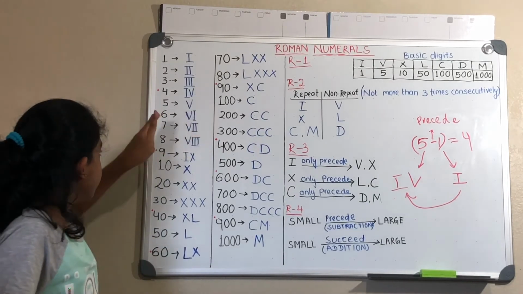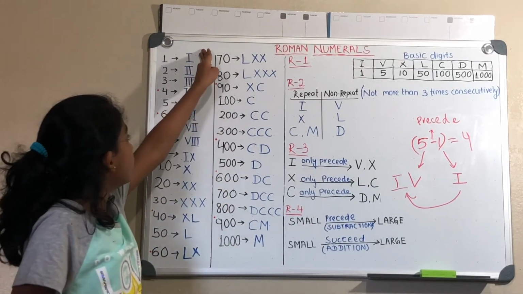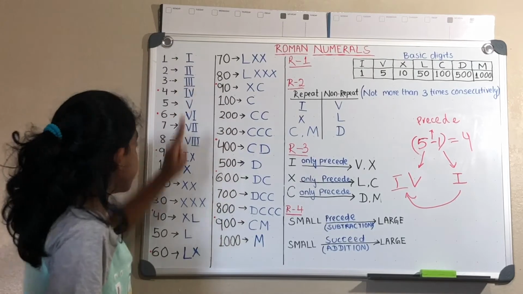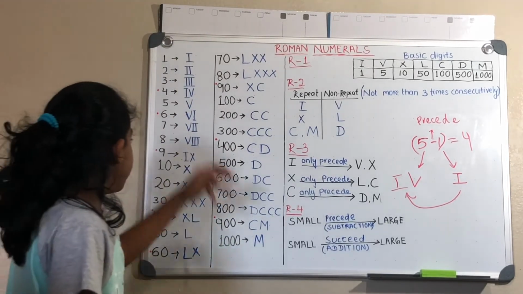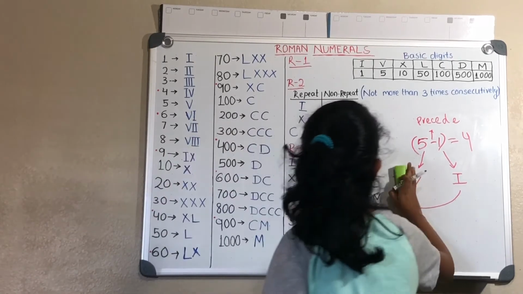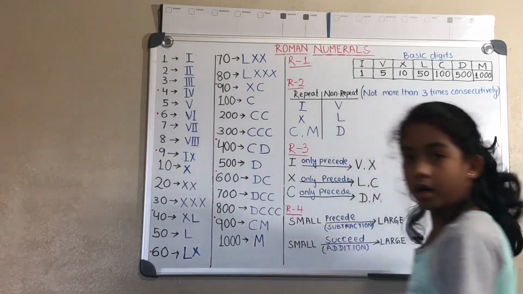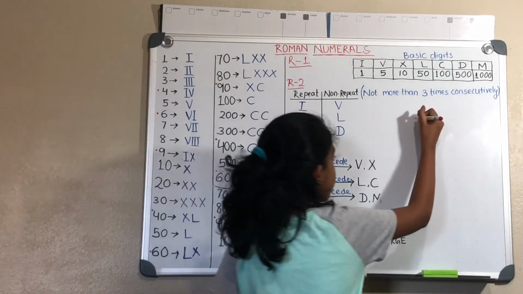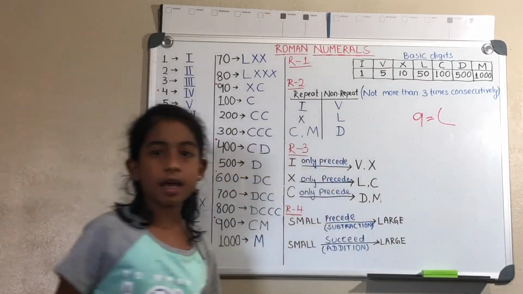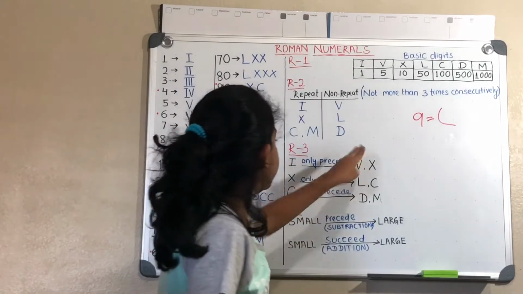Now 5 is V and 6 is VI because 5 plus 1 equals 6. So V is 5 and I is 1, and if you put those together, we get 6. Now 7 is V double I, 8 is V triple I, and 9, same as 4, is done the same way with preceding, as in part 1. So here what we're writing is IX, which is 9. 9 is basically 10 minus 1, because we cannot write V followed by four I's, as that is incorrect according to rule 2.